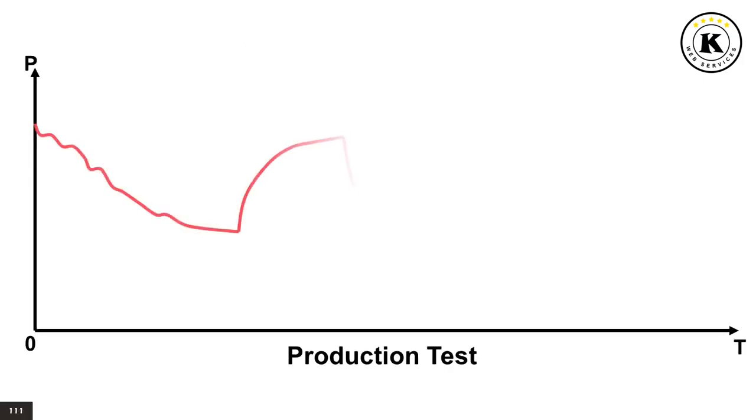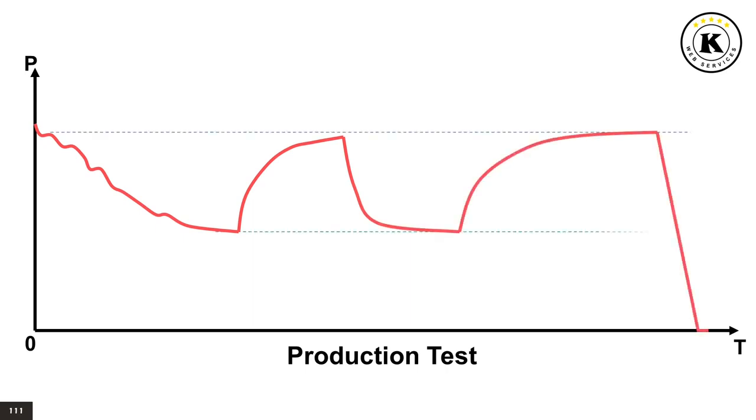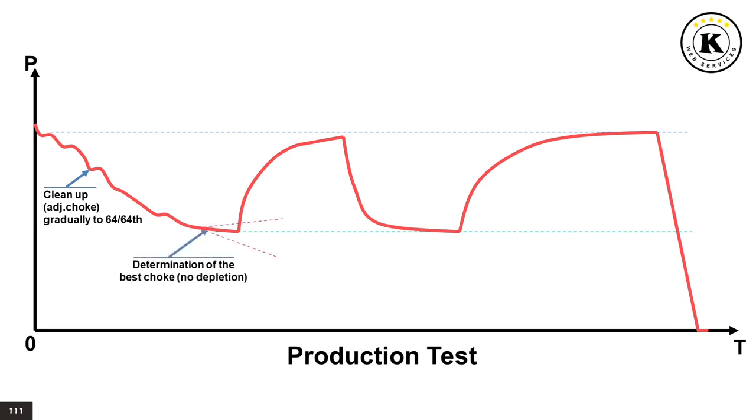On this pressure graph, from downhole gauge recorders, we can identify the following well testing sequences. Open the well for a cleanup period on adjustable choke, gradually increased to 64/64. Determination of the best choke size, for optimum flow without depletion. Close the well for a first shut-in period. It is optional to run in hole downhole gauges or surface readout.